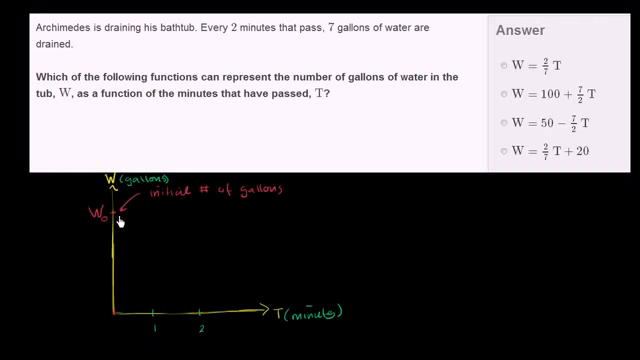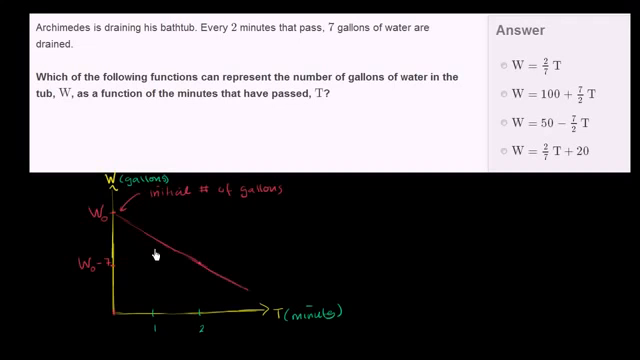And how much water is going to get drained? Well, they tell us 7 gallons of water are drained. So after 2 minutes, we're going to get to W naught minus 7. However much water we had before, we're going to have 7 gallons less. And so if we were to plot the number of gallons we have as a function of time, it would look like a line that goes something like that.